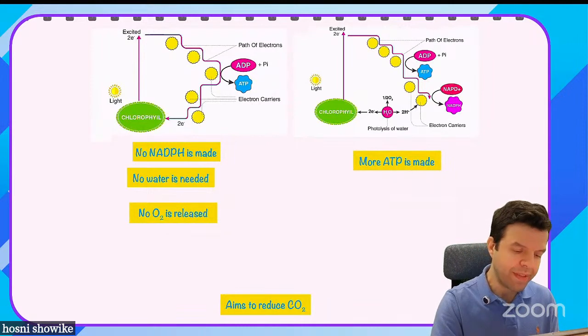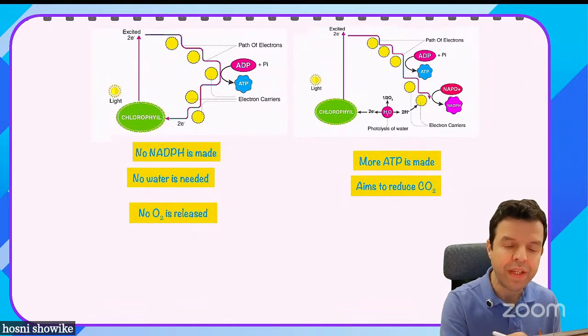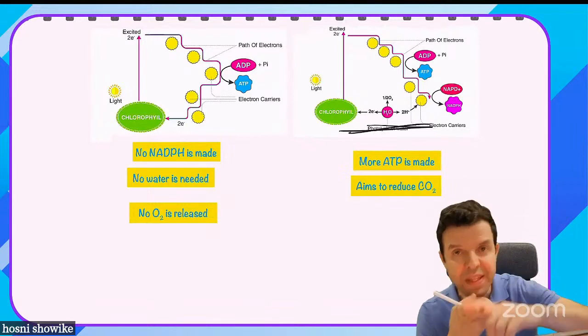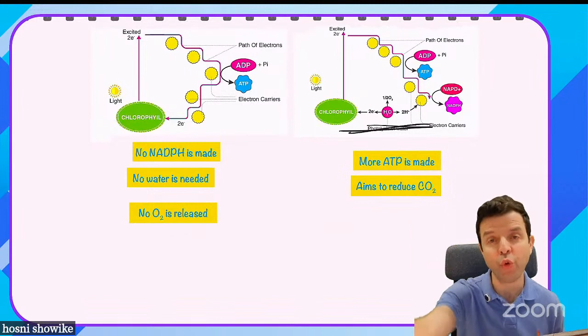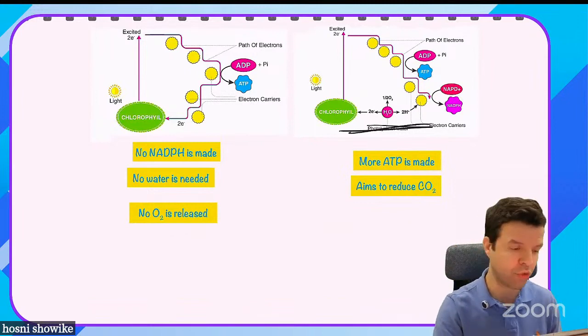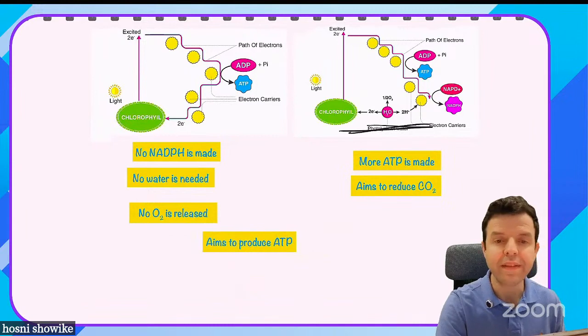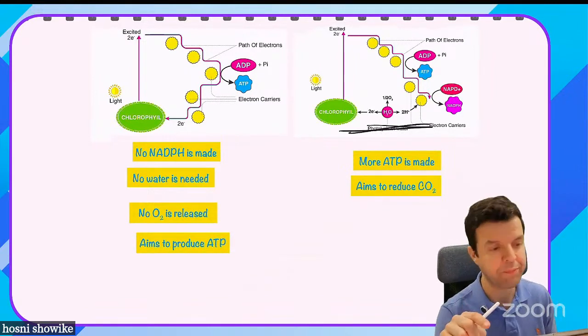Which one is aiming to reduce carbon dioxide? Here. With non-cyclic, we have light reactions and light independent reactions. So we do make NADPH and we do reduce carbon dioxide to make sugar. But with cyclic, the whole purpose is just to make ATP, nothing else. Okay?